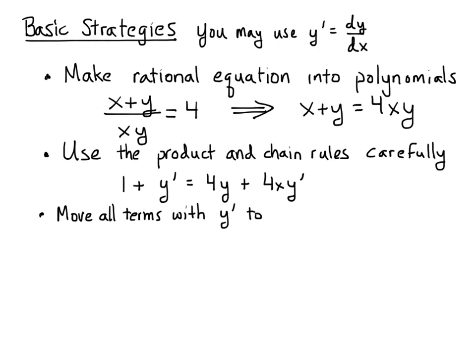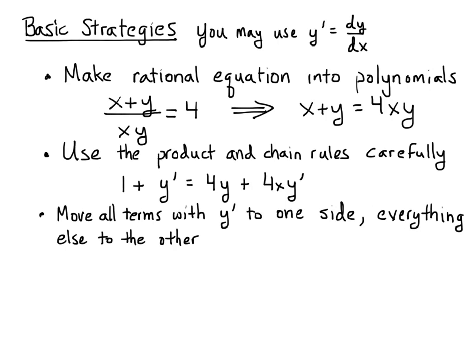And then what you want to do is move all the terms with a derivative to one side, everything else to the other. So I'm going to say y prime minus 4xy prime equals 4y minus 1. You see what I did. I kept this on the left side. I moved this 1 over to the right side. I kept this 4y on the right side. I moved the 4xy prime, since it has a y prime, over to the left side. And now you factor out the y prime.